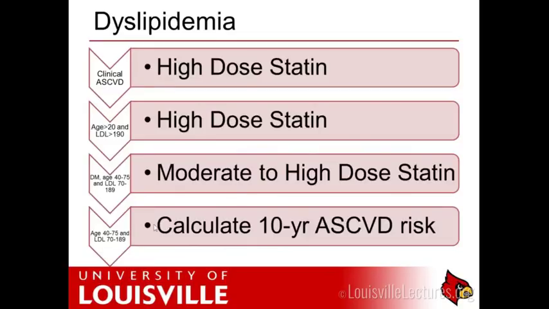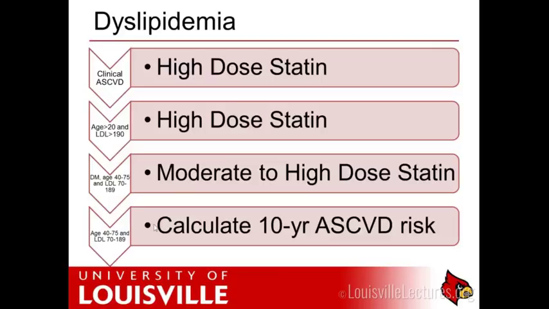So if you have known coronary artery disease, or you've had an MI, these are people who are going to be on high-dose statin. And then if you're over the age of 20 and you're screening and the LDL comes back greater than 190, then you're going to be on a high-dose statin. And then people with diabetes, so this is a different age range, 40 to 75, and the LDL that falls in that range, they're going to be on a moderate to high dose statin, and that's going to be based on their ASCVD risk using the calculation.